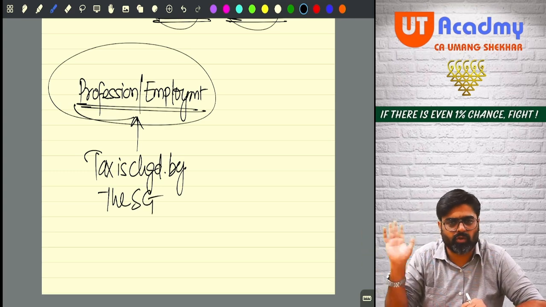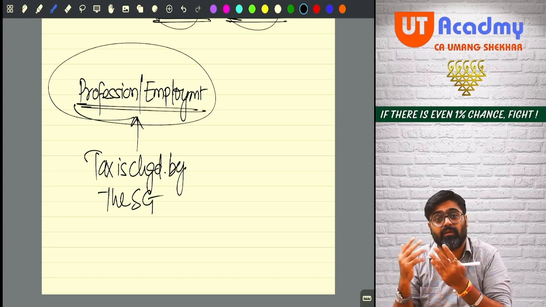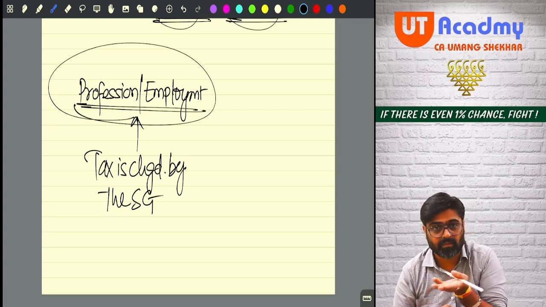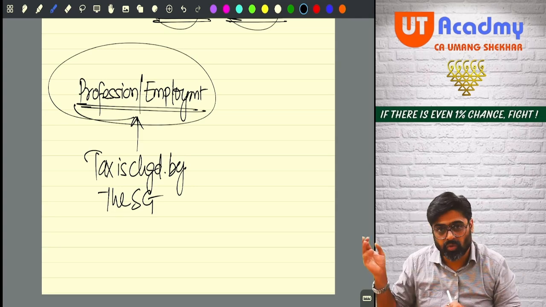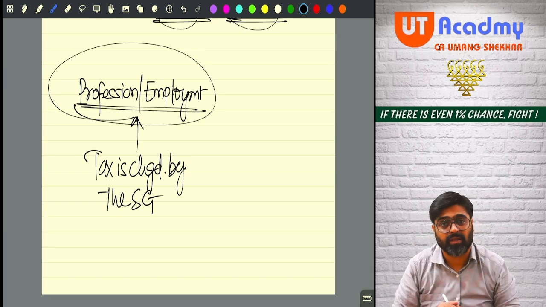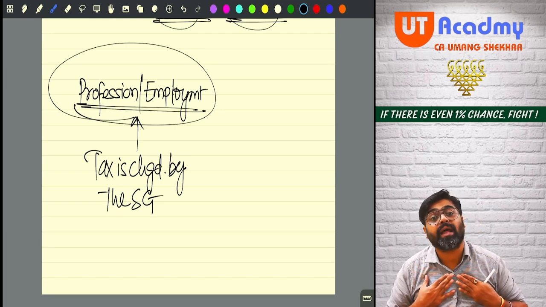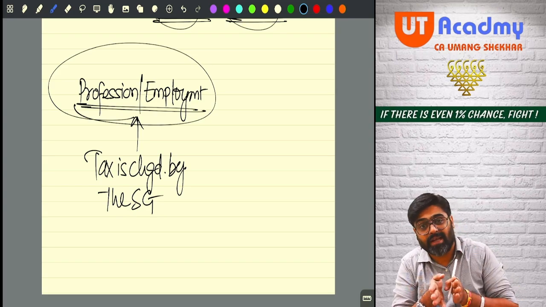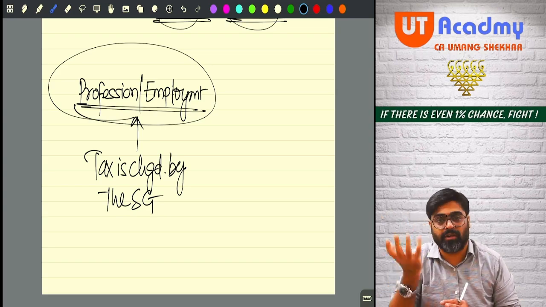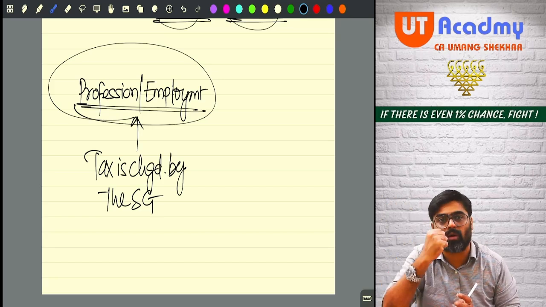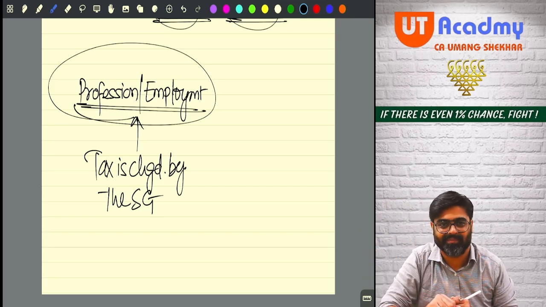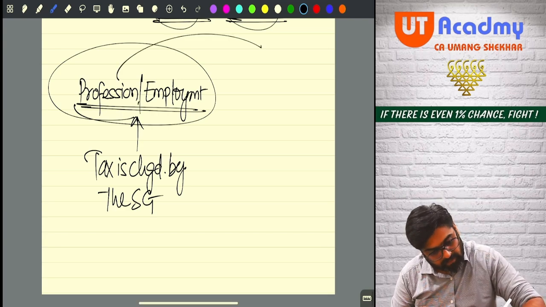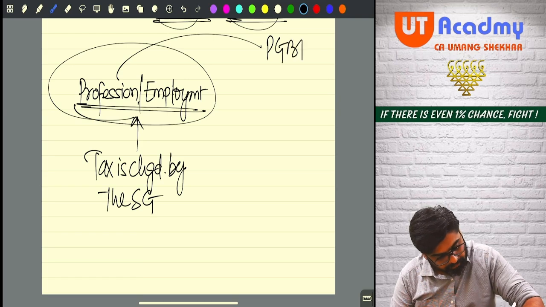It depends state to state. Every state can have their own professional tax act. Maharashtra can have their own professional tax act. Gujarat can have their own professional tax act. According to the professional tax act of the respective state, the state will charge tax on the activity of profession or the activity of employment in their state. Getting my point? Now from this profession, you are going to earn PGBP income.